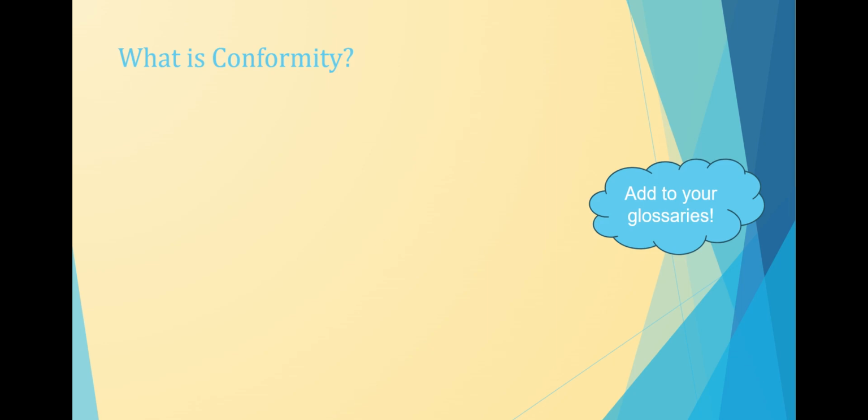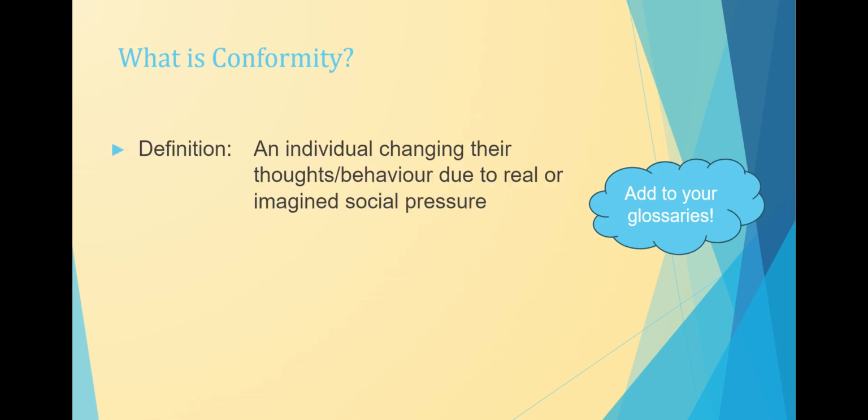So, first up, we need to find out what is conformity. And again, it's another keyword to add to your key term glossary. Conformity is an individual changing their thoughts or behaviour due to real or imagined social pressure. It's important right off the bat that we do not get confused between conformity and obedience. So conformity: changing their thoughts or behaviour due to real or imagined social pressure.